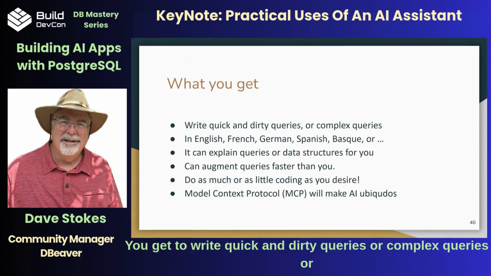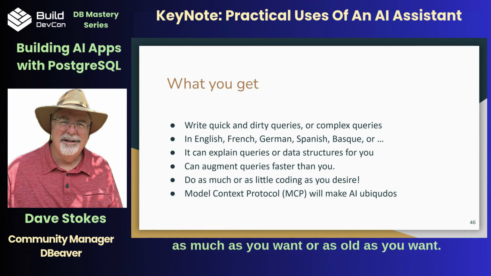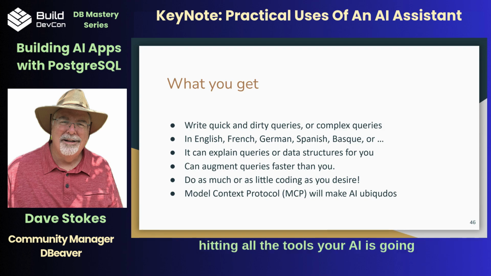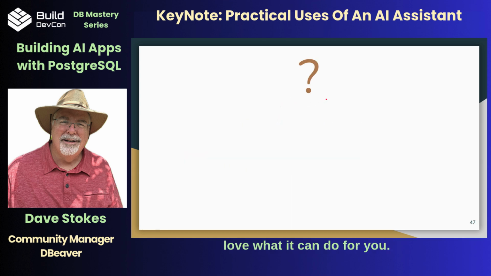You get to write quick and dirty queries or complex queries, as much as you want, or as little as you want. Language support is there. It can explain queries or data structures for you. If you have something you are not happy with or not sure of, it can walk you through it. As you saw, it can quickly augment existing queries to add new features. It lets you do as much or as little coding as you desire, which is something I like. And also with MCP, hitting all the tools, your AI is going to be able to go out and get a lot more information for you, and you will absolutely love what it can do for you.